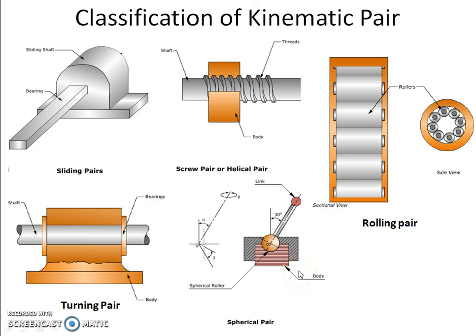And the last one is the spherical pair. When two elements of the pair are connected in such a way that one element with a spherical shape turns or swivels about the other fixed element, the pair formed is called a spherical pair. In day-to-day life, we can see the spherical pair at the attachment of the car mirror.